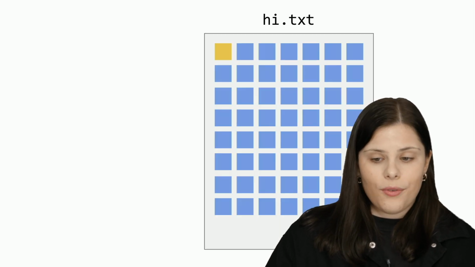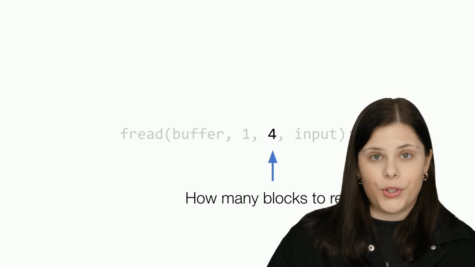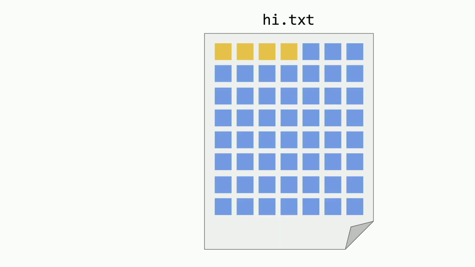Next component of our fread function is how many blocks we want to read, right? So in this case, I want to read 4 blocks of 1 byte, right? So 4 blocks of 1 byte, and you can once again visualize it by sort of allocating or highlighting these 4 squares in our text file.